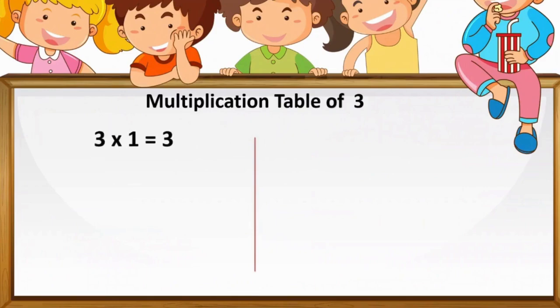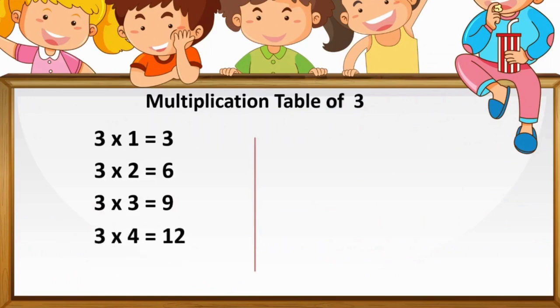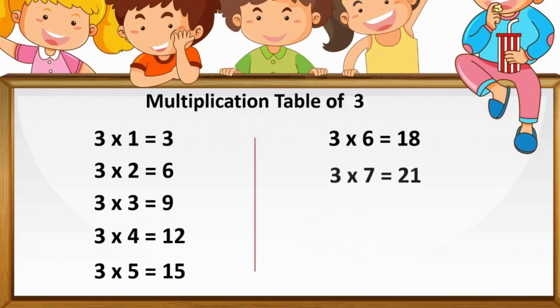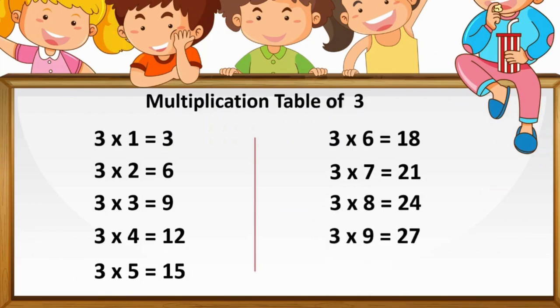Multiplication table of 3. 3 ones are 3. 3 twos are 6. 3 threes are 9. 3 fours are 12. 3 fives are 15. 3 sixes are 18. 3 sevens are 21. 3 eights are 24. 3 nines are 27. 3 tens are 30.